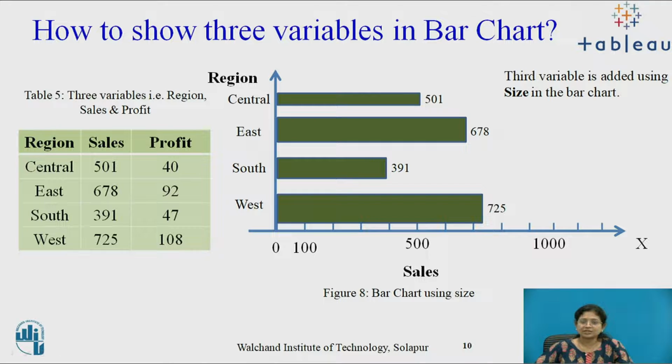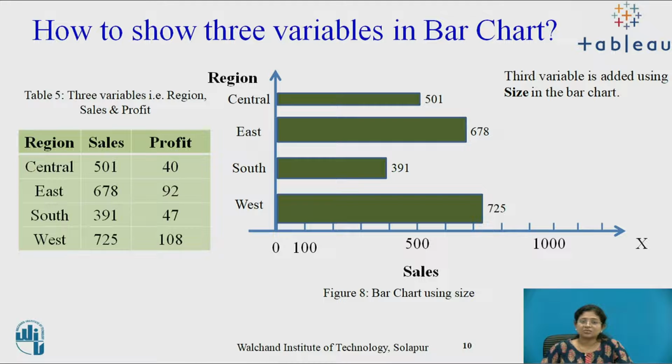The maximum profit is obtained in the west region, that is what? $108,000, which is the maximum profit, at the west region. Look here, the west region bar has a size greater than all remaining bars, and the minimum size is for the central region, that is only $40,000 profit.